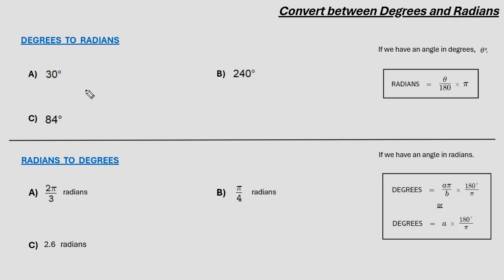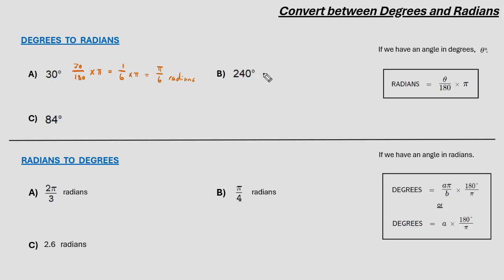So for 30 degrees, we have 30 over 180 multiplied by pi. Now 30 over 180 can be simplified as a fraction to 1 over 6, and 1 over 6 multiplied by pi is just pi over 6. So 30 degrees is pi over 6 radians.